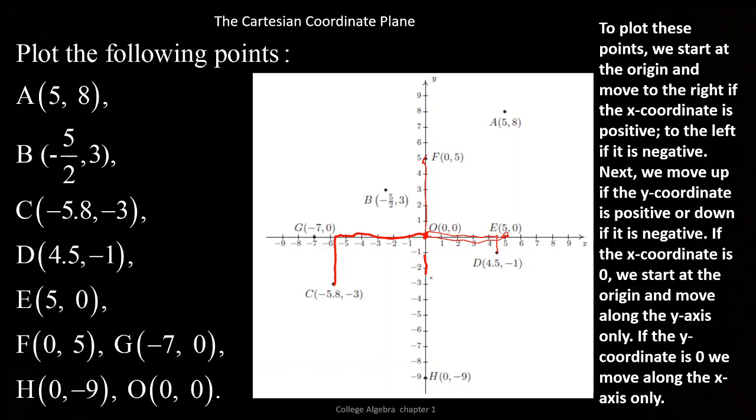And negative 7, 0, go left 7, but don't go up or down, so stay right there. 0, negative 9, don't go left or right and go down 9. 0, 0 is the origin.